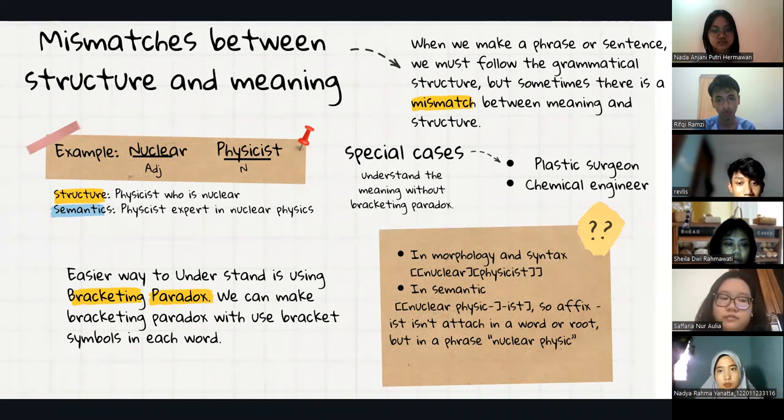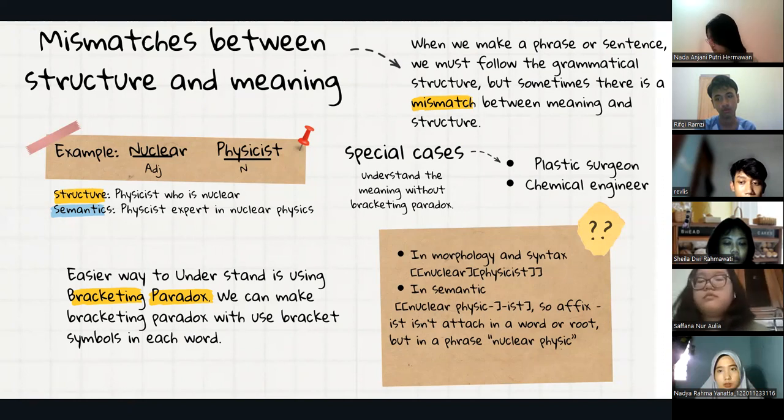In a special case, we already understand the meaning of the word without bracketing paradox. For example, there are plastic surgeon and chemical engineer. Those phrases, we could predict their meaning without using bracketing paradox because both of the words are familiar and similar.